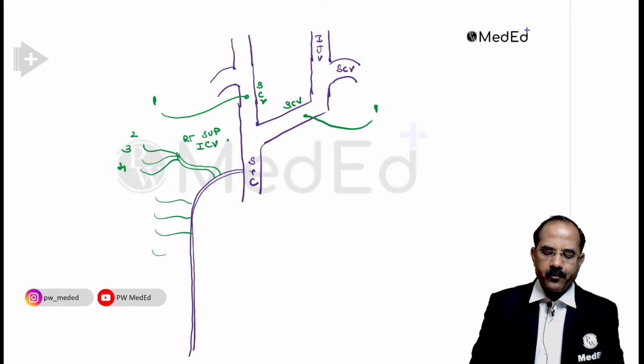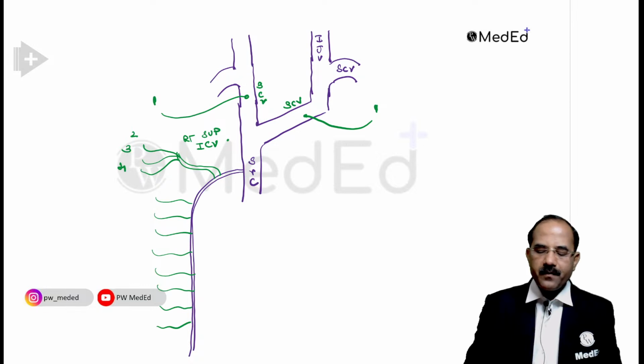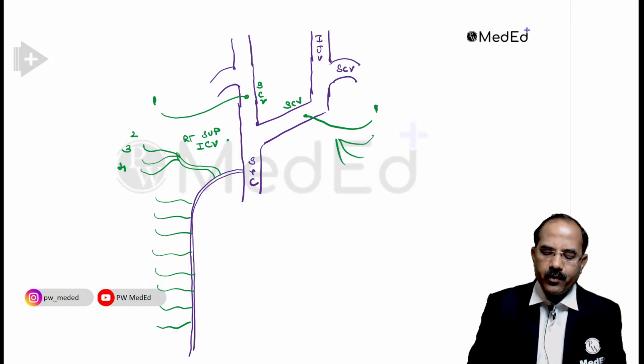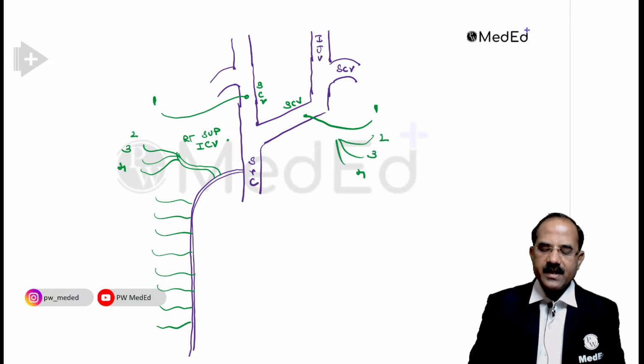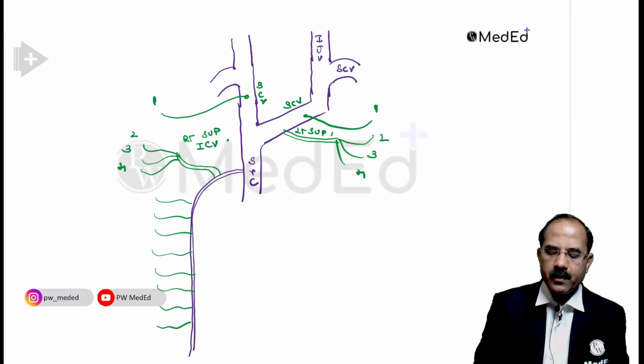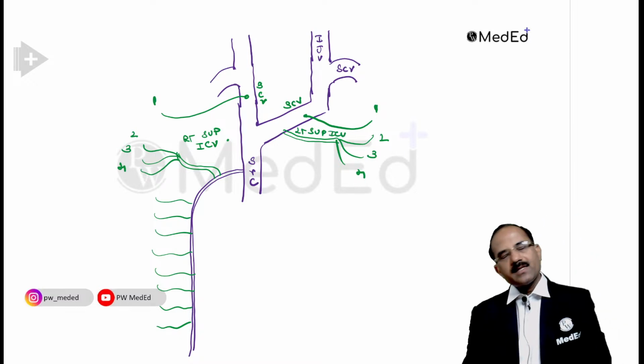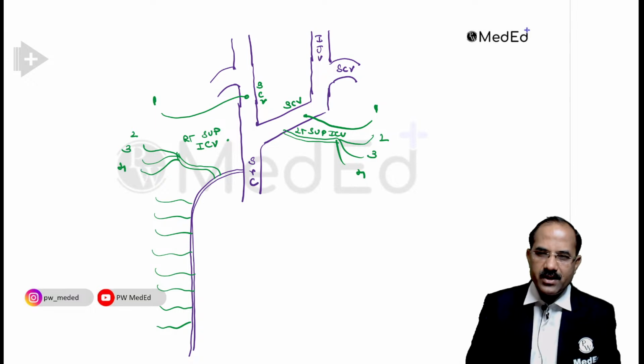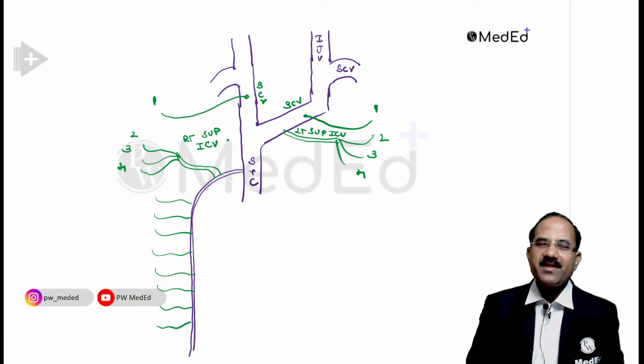All the veins on the right side, they drain into what? Azygous vein. Second, third, and fourth on the left side. Students, second, third, and fourth on the left side join to form a vein. What will its name be? Left superior intercostal vein. And this left superior intercostal vein drains into the left brachiocephalic vein.